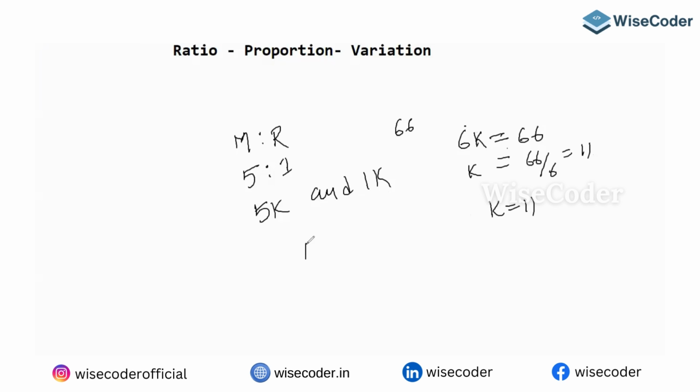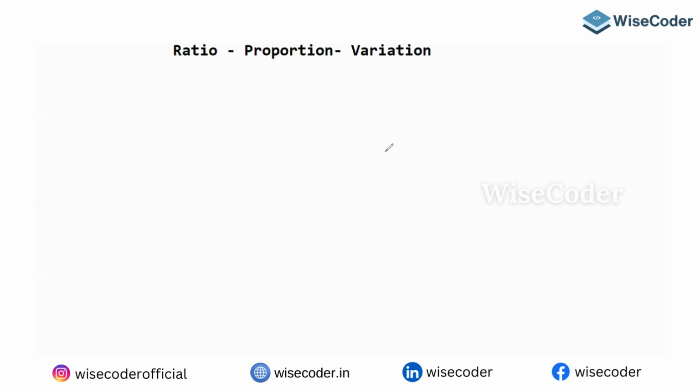When k is equal to 11, I want Mohan's score. So Mohan will be 5 into 11, and 11 fives are 55. So Mohan's score is 55. Ramesh will be 1 into 11, so Ramesh's score is 11. So the total is 66. Let's go to the next question.